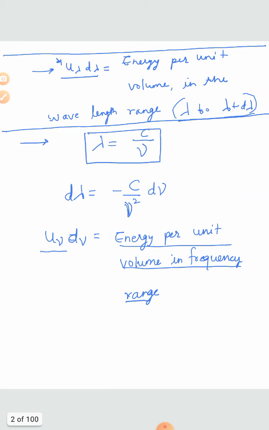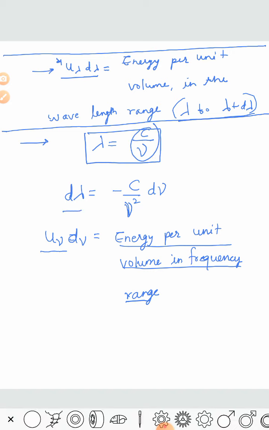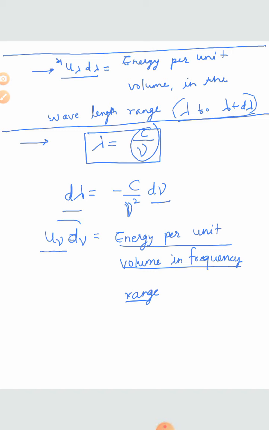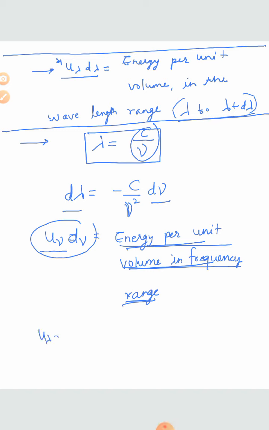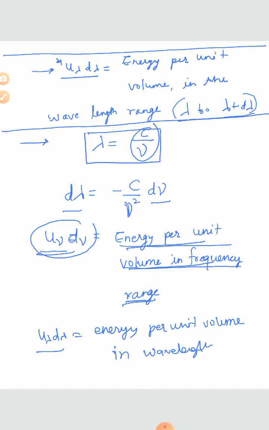As the energy was in terms of lambda, we can convert it into frequency. We know that lambda is equal to c by nu. If we differentiate it, d lambda is equal to minus c by nu square d nu, and u nu d nu is the energy per unit volume in the frequency range. Similarly, u lambda d lambda would be the energy per unit volume in the wavelength range. So we can find u lambda d lambda or u nu d nu, where the d nu at the end cancels out.